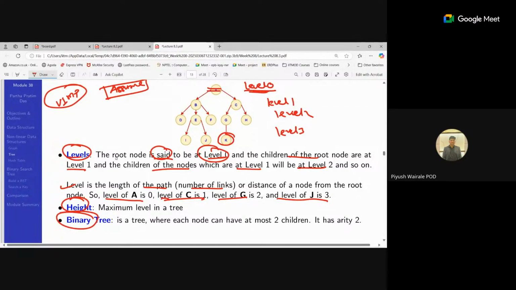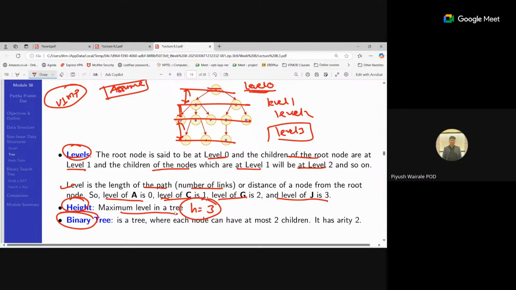So now what is height here? We talk about the level, right? So maximum level in a tree. What is the maximum level in this tree? That is level 3. So here we can say 0, 1, 2, 3. So height will be what? 1, 2, 3. So what is the height of this particular tree? 3. Okay. So in short, you can say the maximum level in a tree is basically your height, right?